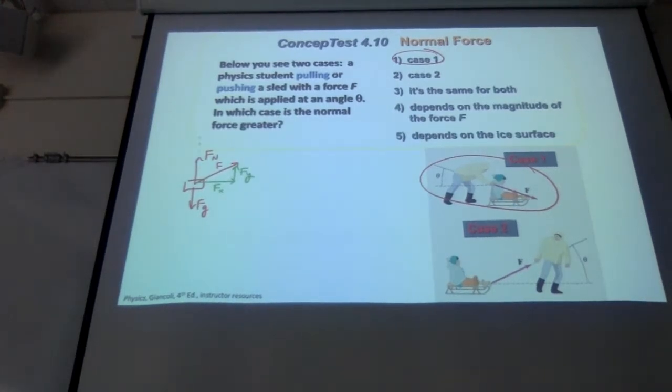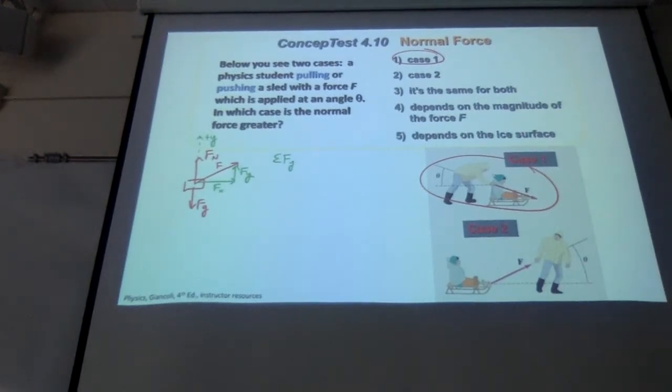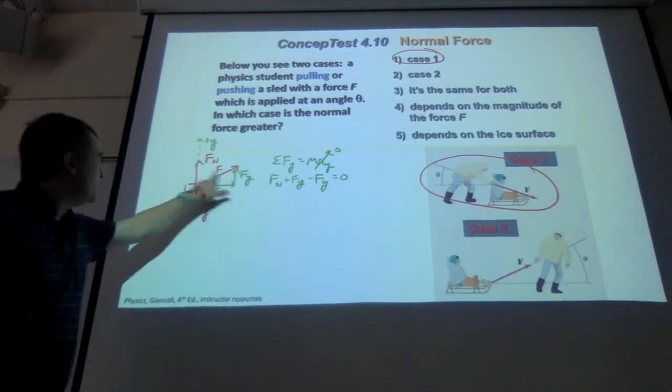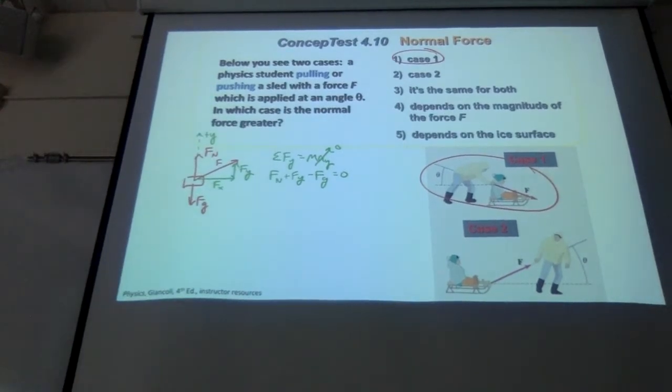And let's say that up is the positive y direction. We can write out our forces in the y direction, and if the sled is staying on the ground, then it's not accelerating up or down, so that's 0. And then I've got Fn plus Fy minus Fg equals 0. I've got 2 forces that are pointing up, 1 force that's pointing down. Well, let's see what we get.